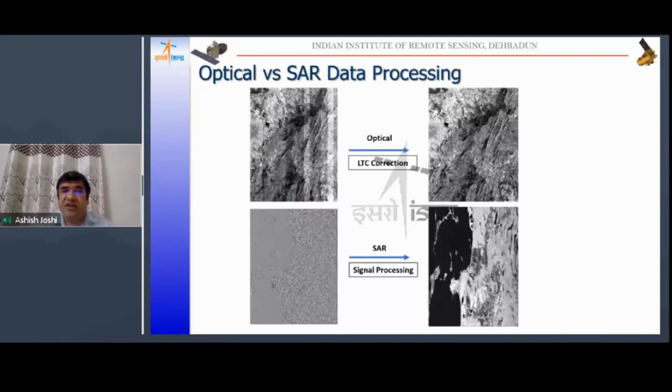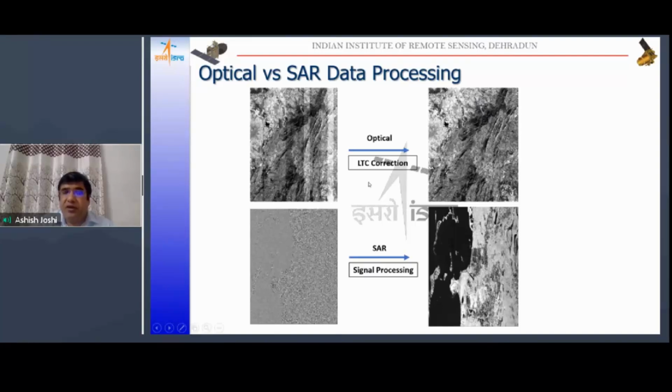Now, what is the basic difference between optical and SAR data processing? In this slide, we can see this is the optical image, and after some data processing, this is the optical image which has undergone the LTC correction, which is one radiometric correction. One can see the features in the optical raw data. But in the SAR raw data, we are not able to perceive any features in this image. So this is the optical raw data and this is the SAR raw data.